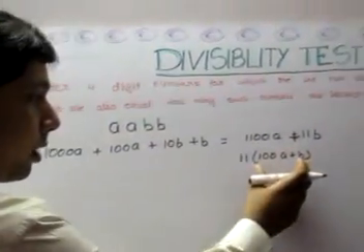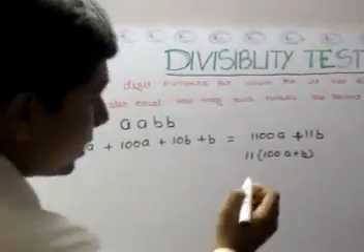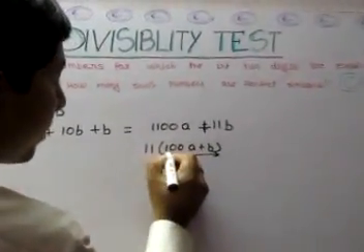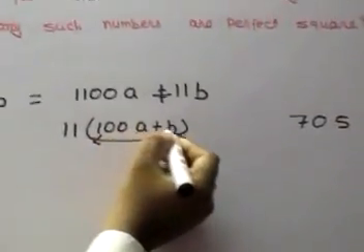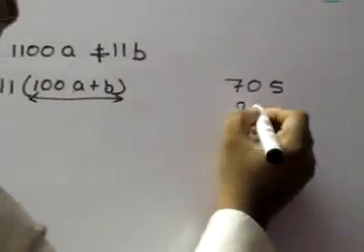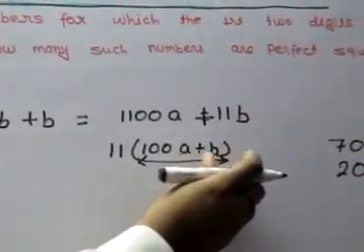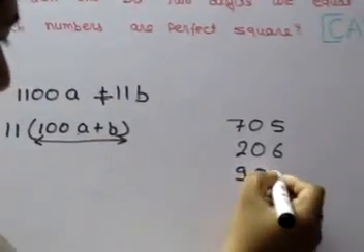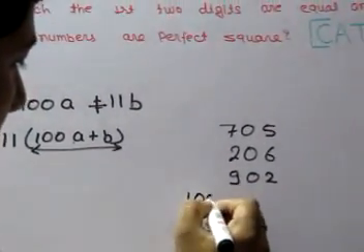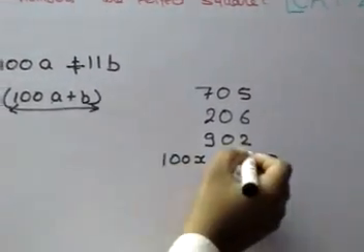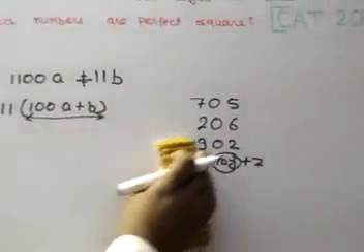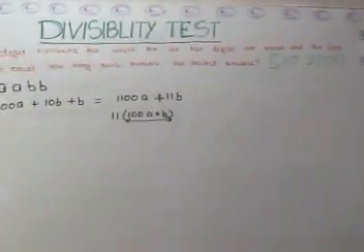Now have a look at this number 100A plus B. 100A plus B is a 3-digit number whose middle term is 0. Just put A equal to 7, B equal to 5. Number is 705. Just put A equal to 2, B equal to 6. Number is 206. Just put A equal to 9, B equal to 2. Number is 902. Basically a 3-digit number is in the form of 100x plus 10y plus z. Here the y term is missing, that means the middle term is 0. So 100A plus B is a 3-digit number whose middle term is 0.